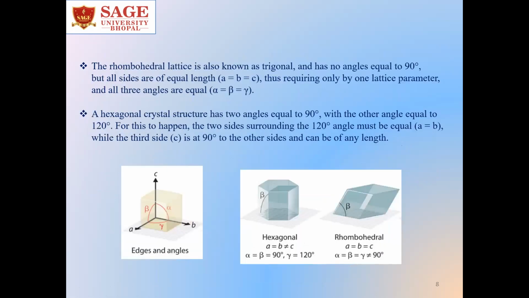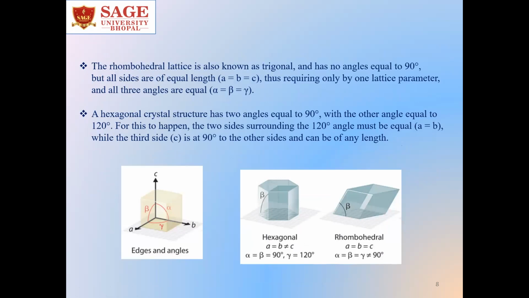The rhombohedral lattice is also known as trigonal and has no angles equal to 90 degrees. But all sides are of equal length, A equals B equals C, thus requiring only 1 lattice parameter. And all 3 angles are also equal: alpha equals beta equals gamma.